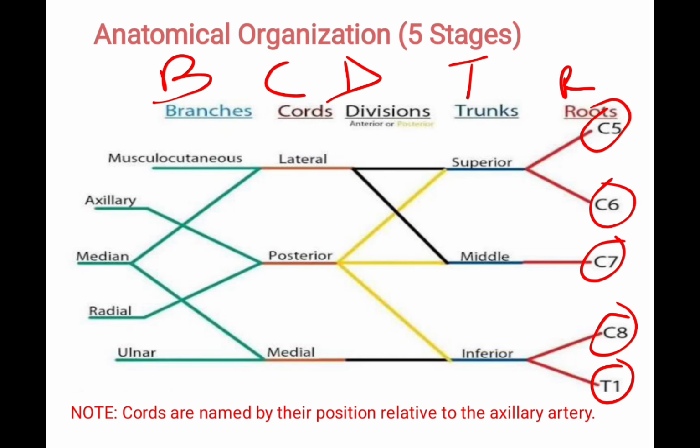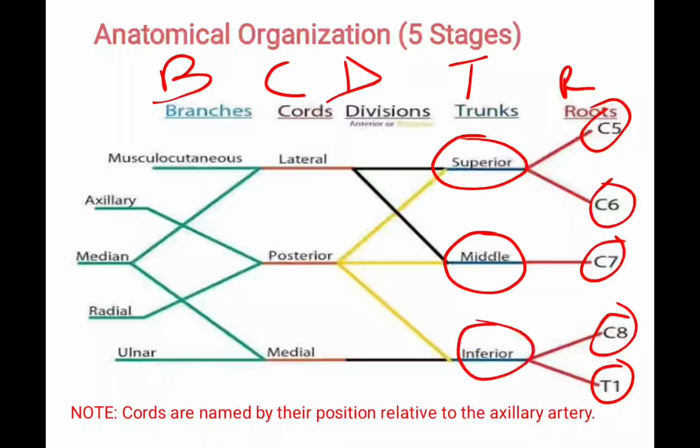For the trunks, the roots form the trunks. The C5 and C6 roots merge together to form the superior trunk of the brachial plexus. The C7 root continues as the middle trunk, while the C8 and T1 roots form the inferior trunk. Each of the trunks, the superior, middle, and inferior, divides into anterior and posterior divisions.